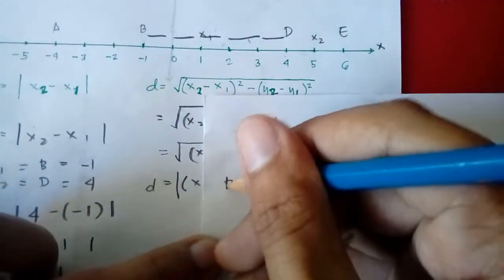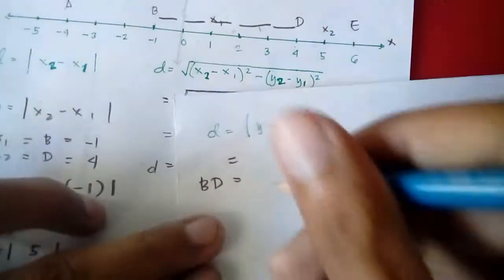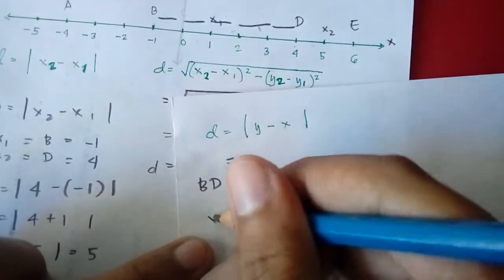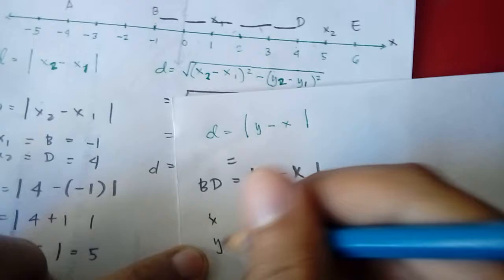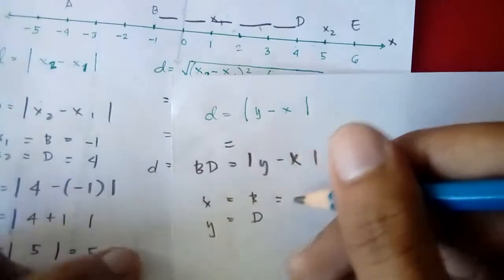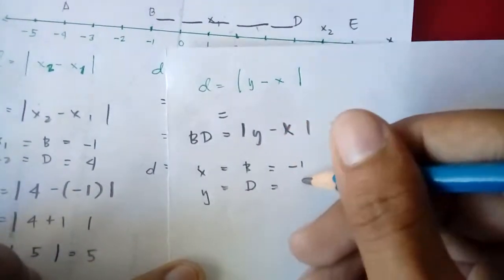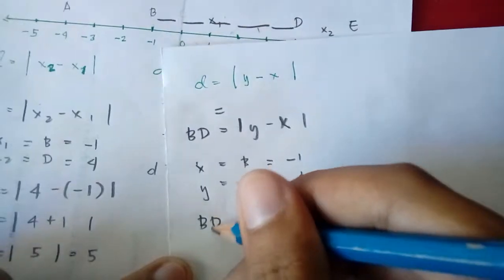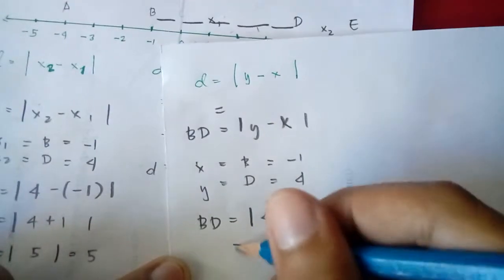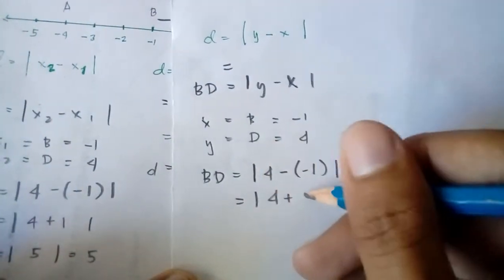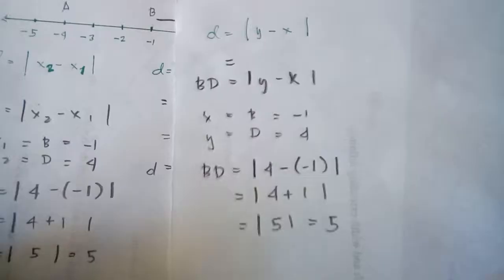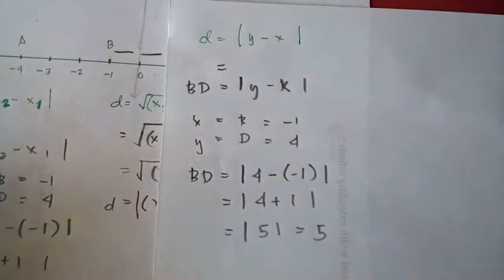For example, again, let's use BD. Y minus x, absolute value. Let's assign here x and y, B and D. So we have B as negative 1, 4. Substitute 4 minus negative 1. We have 4 plus 1. Absolute value of 5 is equal to 5. And dyan na nagtatapos ang ating short tutorial.